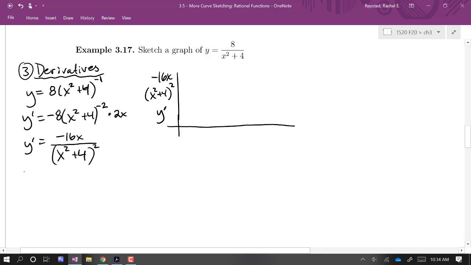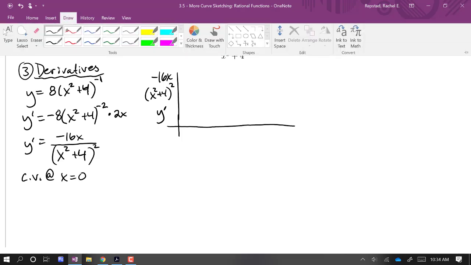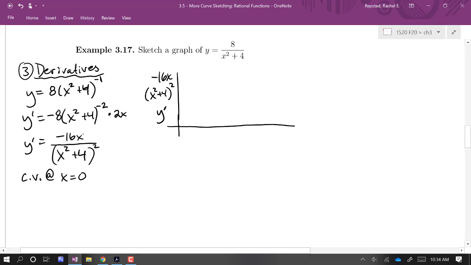Just note that we have a critical value at x equals 0 because if the first derivative y prime is 0, that only happens when the numerator is 0. And that only happens at 0. So I've got one critical value. I know that negative 16x is 0 there. It's going to be positive to the left and negative to the right. I know that the next row, the square of x squared plus 4, is always positive. Now, for y prime, you want to be careful when you fill in, especially for the critical values.